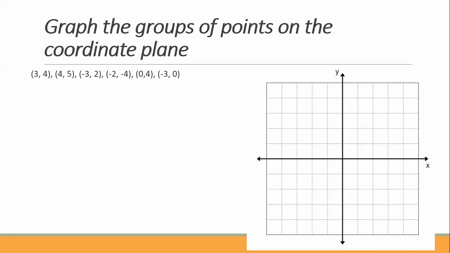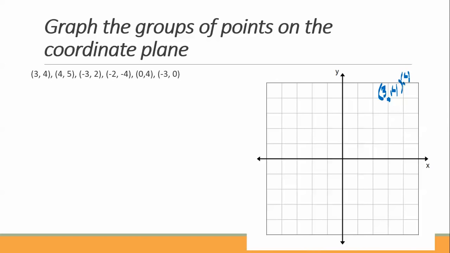So now we want to graph the coordinates on the coordinate plane. Our first number is (3, 4). So we count 1, 2, 3 on the x-axis, and then 4 vertically: 1, 2, 3, 4. So our first point goes right here, like that. Our second number is (4, 5). So we count 4 on the x-axis: 1, 2, 3, 4, and then 1, 2, 3, 4, 5 up.